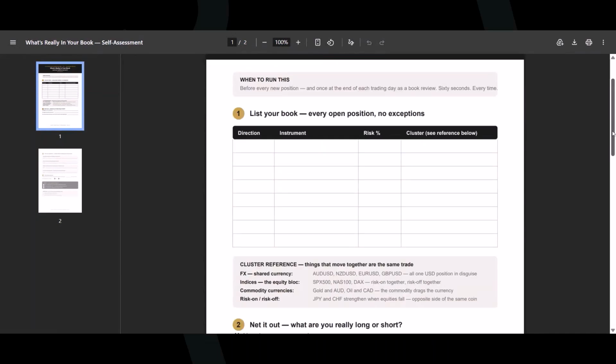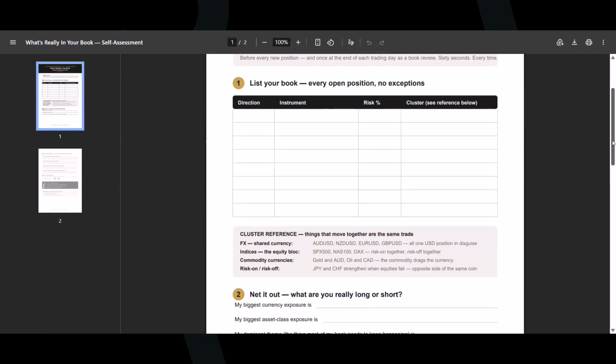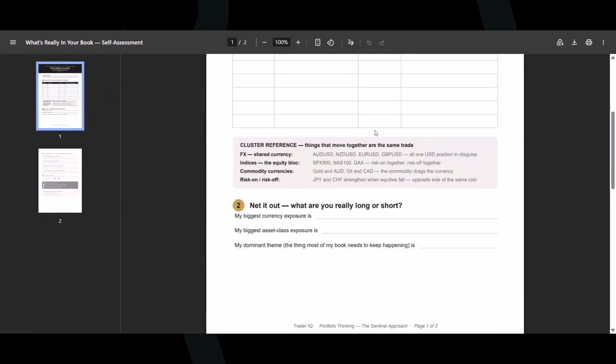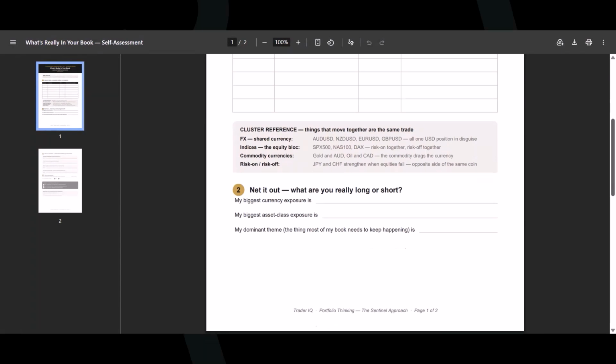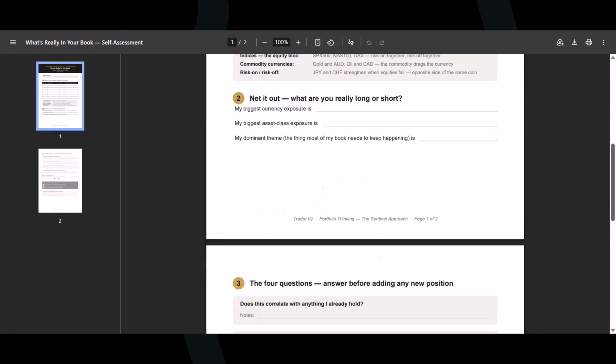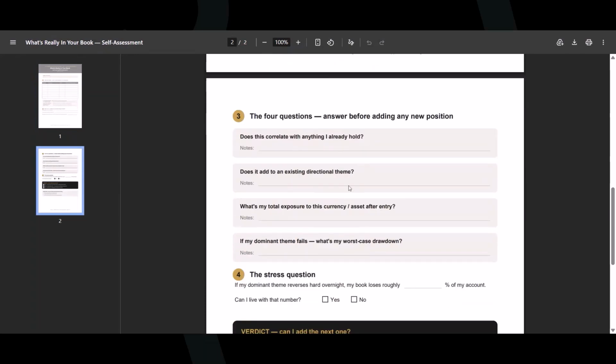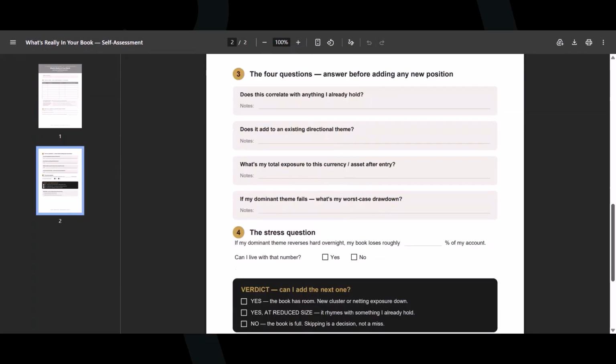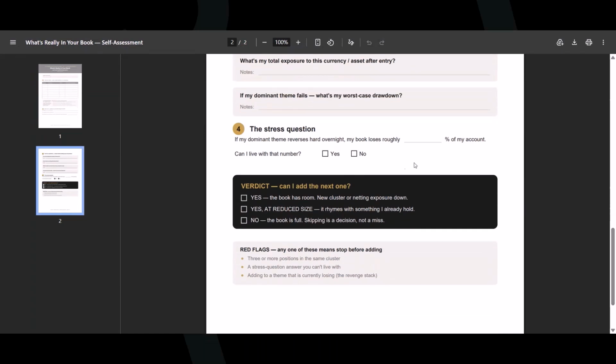So list your book, every position, no exceptions. And what I've done is I put a cluster reference here. And then there are some questions: net it out, what you're really long or short. And then the 4 questions. Does it correlate with anything I hold? Does it add to an existing directional theme? What's my total exposure after entry? And if my dominant theme fails, what's the worst case drawdown? And can you live with it? Yes or no? And then can I add the next one?